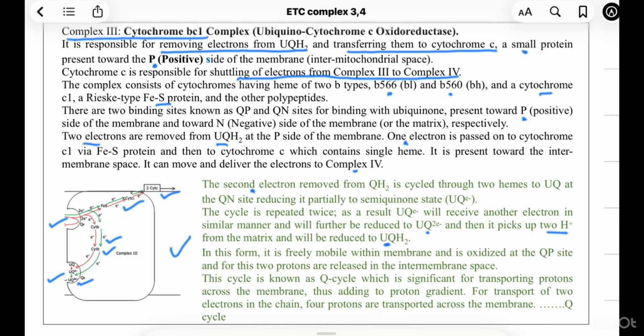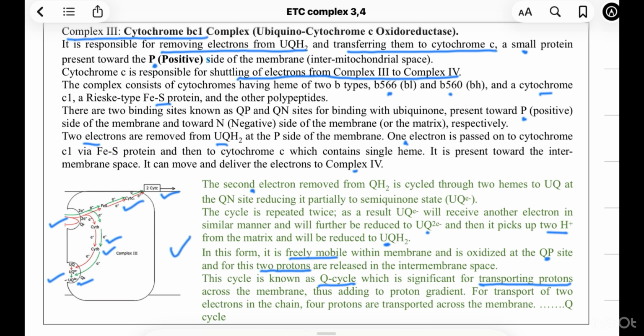The reduced ubiquinone is freely mobile in the membrane and gets oxidized at QP side after giving 4 protons per electron pair to the intermembrane space. This is Q cycle, which is responsible for proton transport across the membrane. Let us bear in mind that for the transport of a pair of electrons downhill, 4 protons are pumped into the intermembrane space by complex 3.